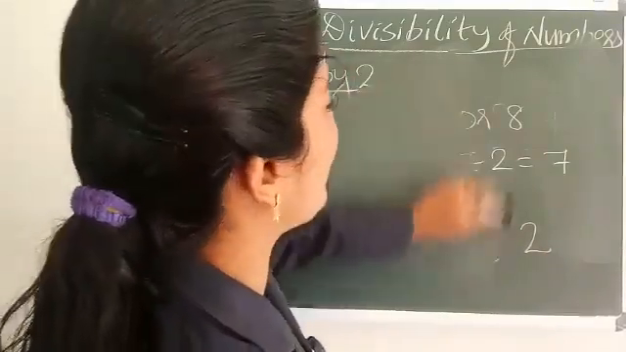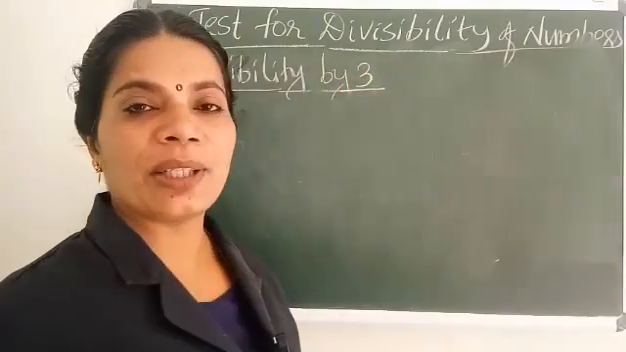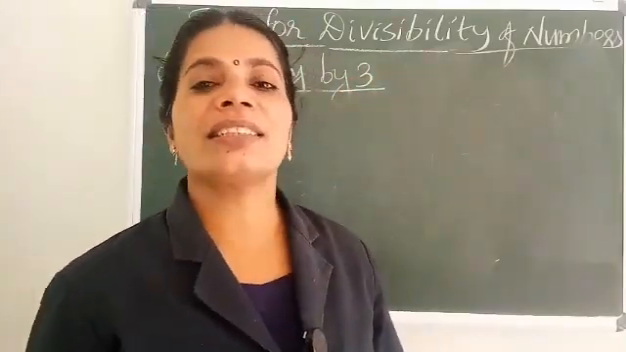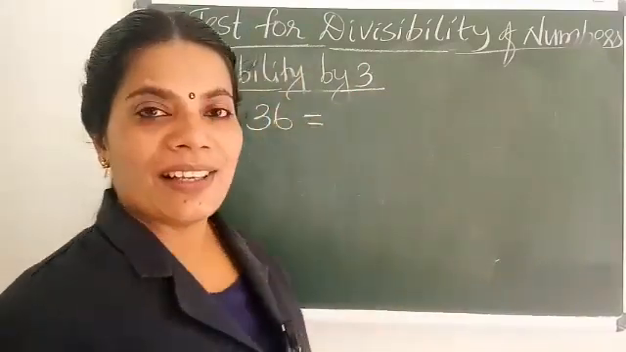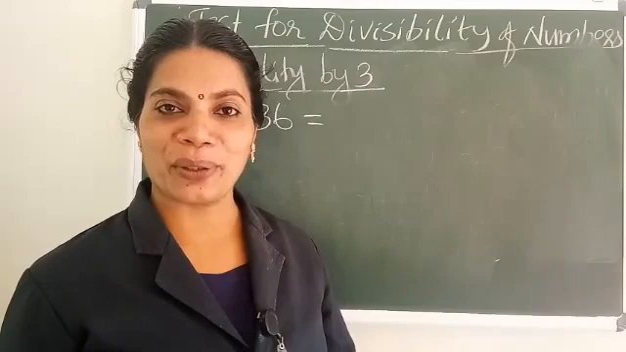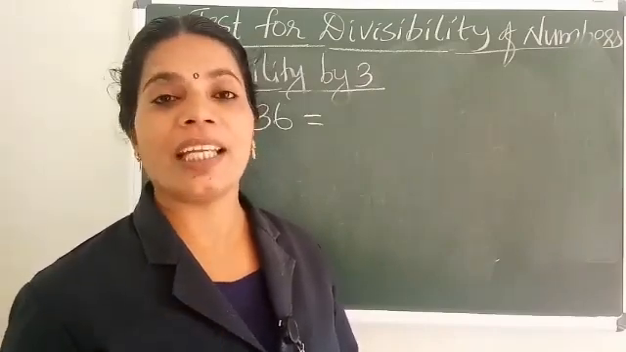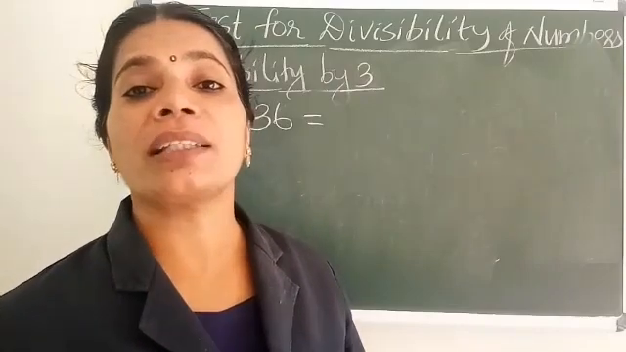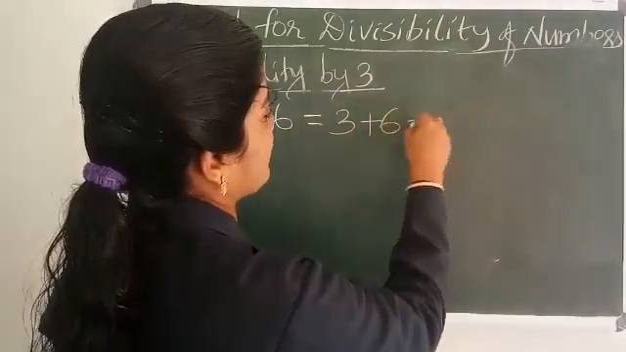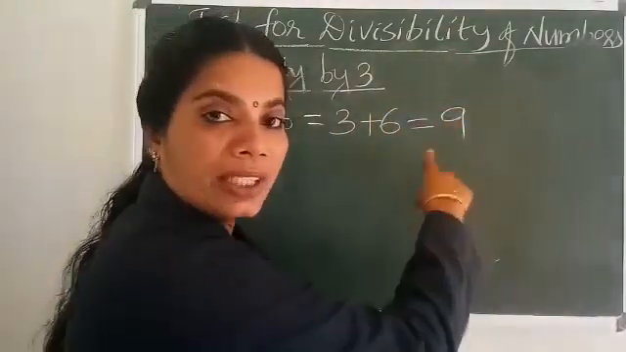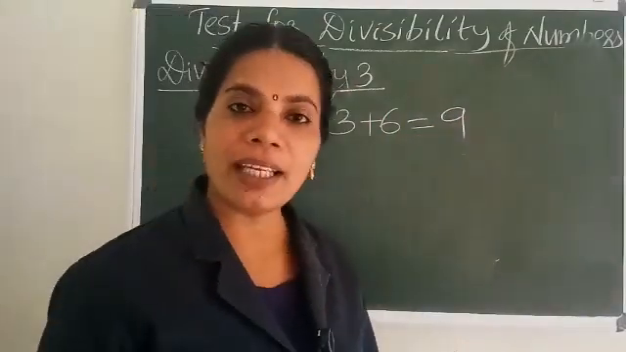Next, divisibility rule by 3. Consider an example, 36. How to check if it is divisible by 3 or not? If a number is divisible by 3, the sum of the digits is a multiple of 3. Let's check. What's the sum of the digits? 3 plus 6, what is that? 9. 9 is a multiple of 3. Therefore, 36 is divisible by 3.